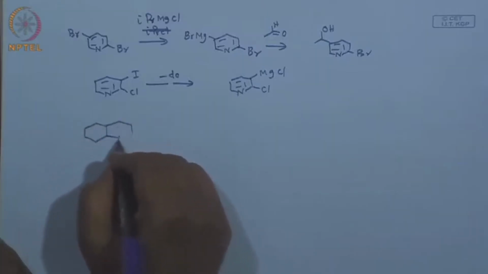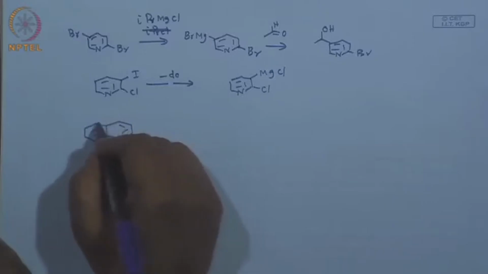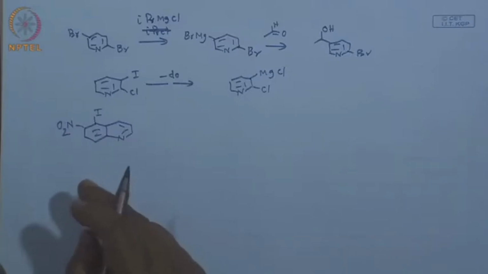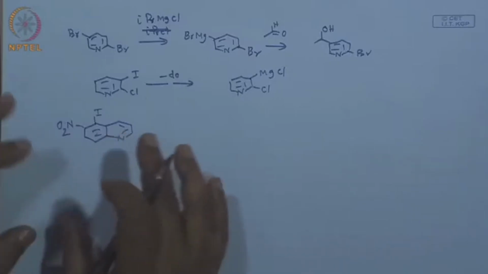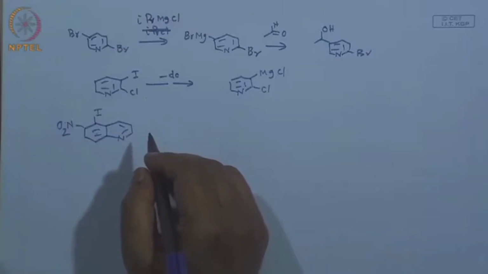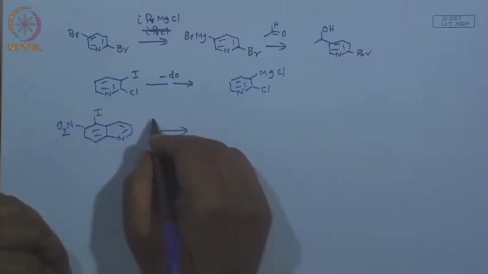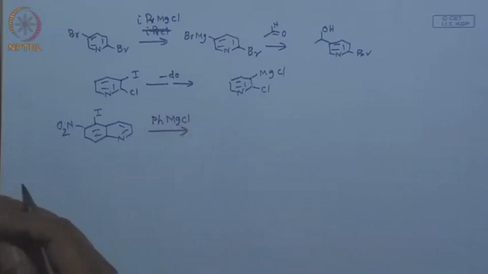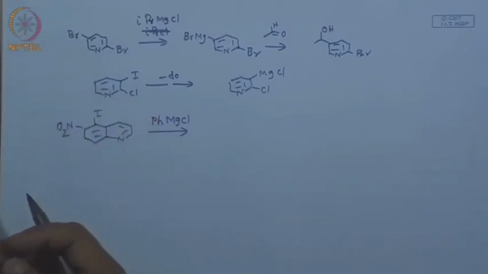Maybe we will take one more fused system. This is an example where you have iodine and nitro. This is a special example. Maybe if time permits, we will talk a little bit about organomagnesium compounds towards nitro compounds, and in this case this example requires phenyl magnesium chloride. There is a special kind of reaction we will be talking about probably towards the end of the class, or in the next class.